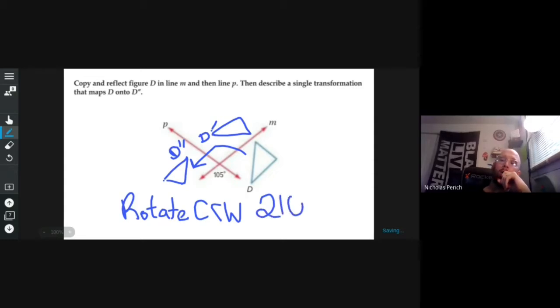Good. Oh, so close, Santiago. I'll pretend that that was a typo. There we go. Double the 105. Just like we doubled the 2 centimeters last time, we're going to double the 105. It was a typo. I believe you.